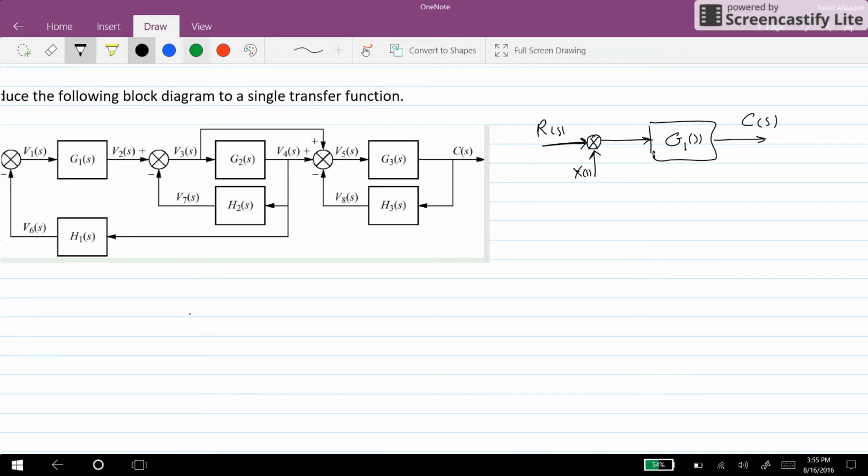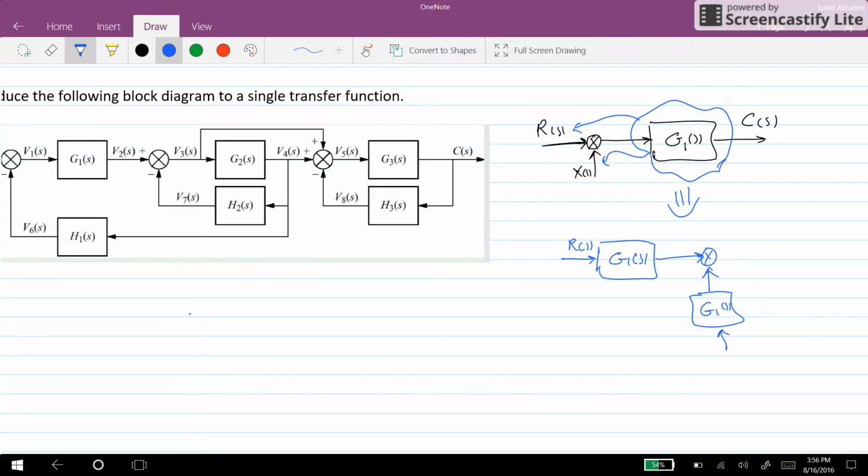In this case, we can move this block G1 before the summing point. This would help us in reducing the overall block diagram sometimes. The way to do it is in this way. We will have R, then the block G1, the summation point, and then we will have G1 again here with X as the input, and the output will be equal to C(s). So for both cases, we can see that C(s) is equal to G1 times (R plus X). And in this case as well, we have C equal to R times G1 plus X times G1. So both of these are equivalent to each other.